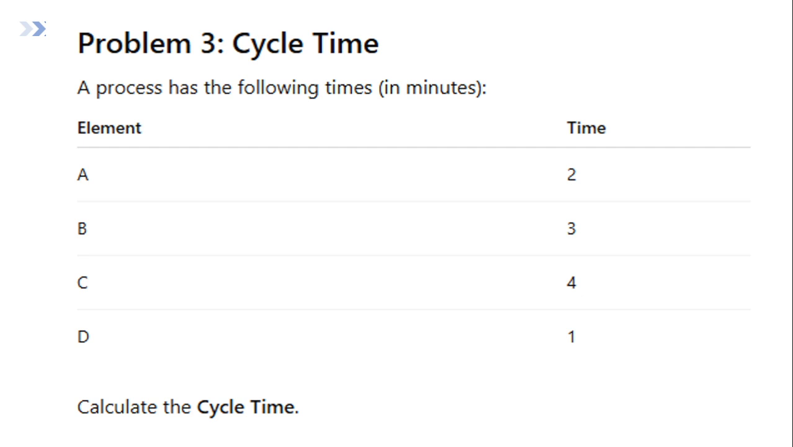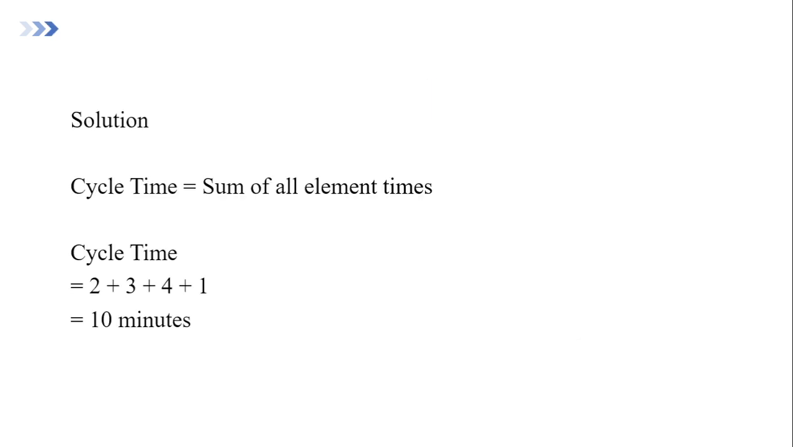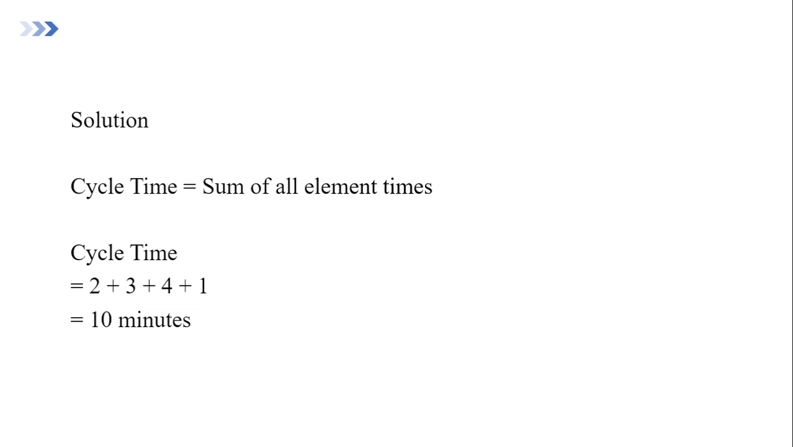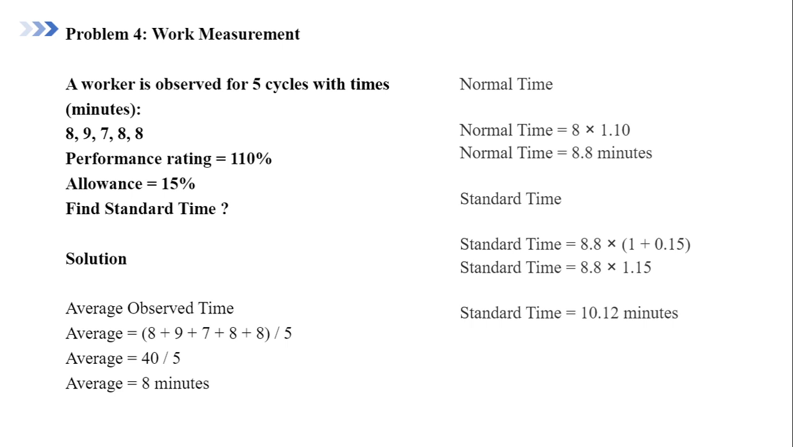Next, move to problem 3, where we calculate the cycle time. There are 4 elements, A, B, C, D, and the time taken for each element is 2, 3, 4, 1. So let's move to the solution: cycle time is equal to the sum of all element times. So the cycle time is 2 plus 3 plus 4 plus 1, and the answer is 10 minutes.